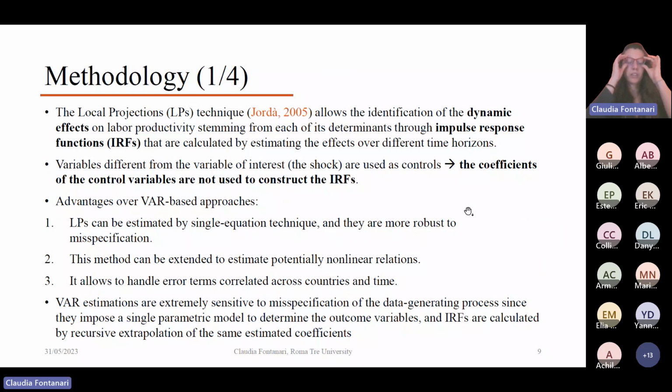Local projection is a technique that allows the identification of dynamic effects, in this case on labor productivity, that arise from each determinant separately, through impulse response functions that are calculated by estimating the effect over different time horizons. The variables different from the shock are used as controls, in the sense that their coefficients do not enter in the construction of the IRFs.